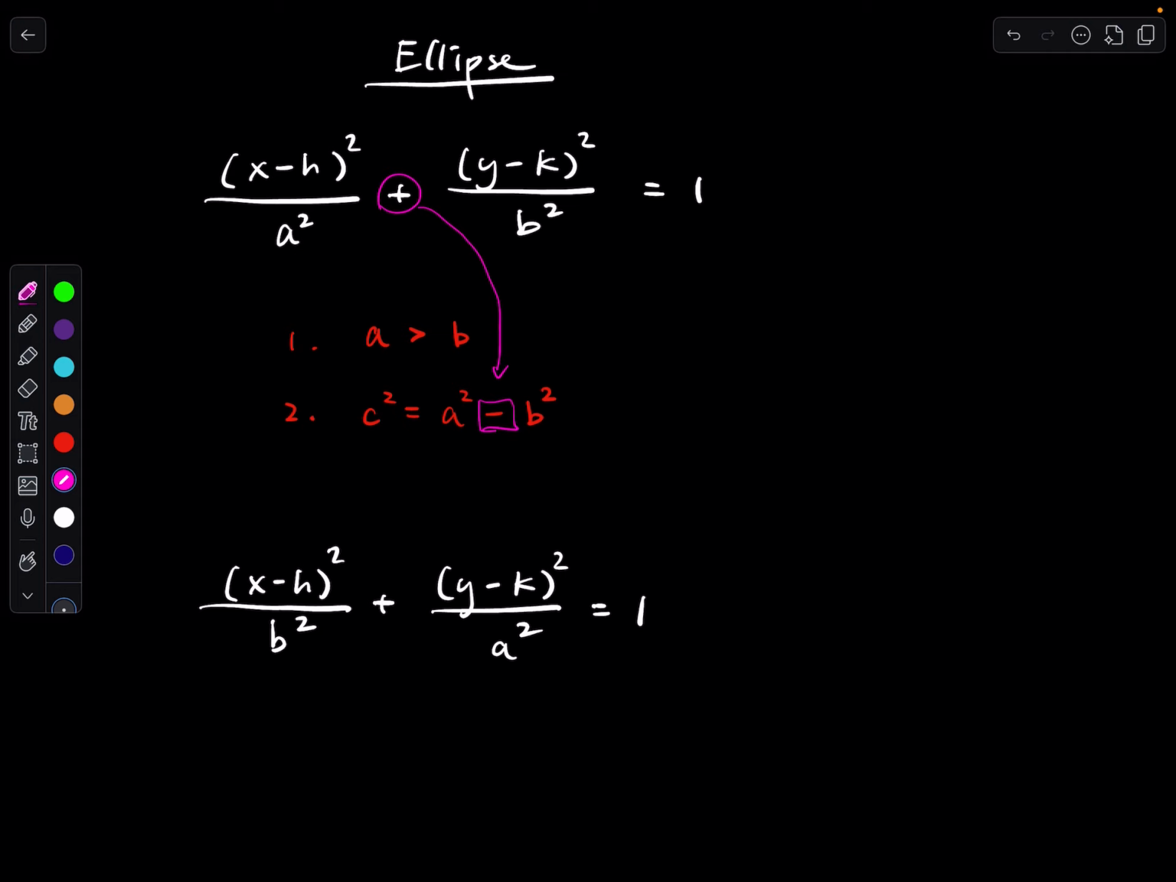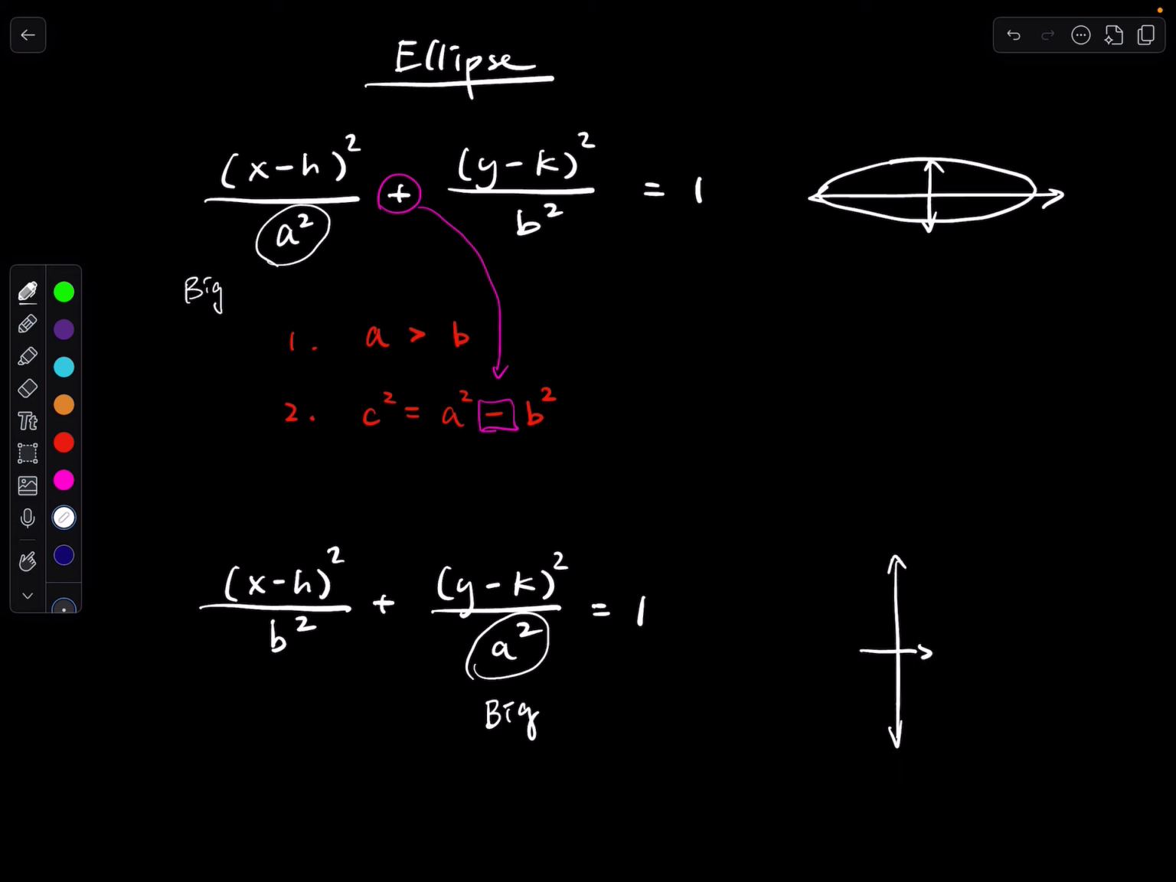Because a is always bigger than b, as we mentioned, this is going to be a bigger bottom. Whoever has a bigger bottom is going to be the dominant side. So for the top one, since x is on top of the a squared, x is longer. So you can think of it as a longer horizontal, shorter vertical ellipse. Looks like that. And for the second equation, because the big number, a squared, is under y, vertical y is longer than the x. So you can think of it as an ellipse, but it's vertical like this.